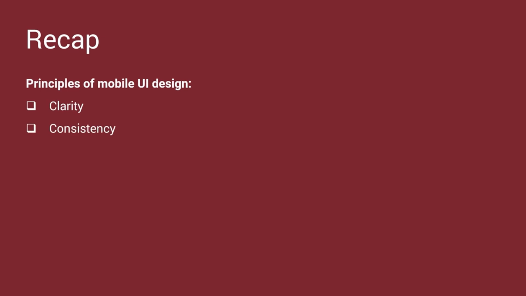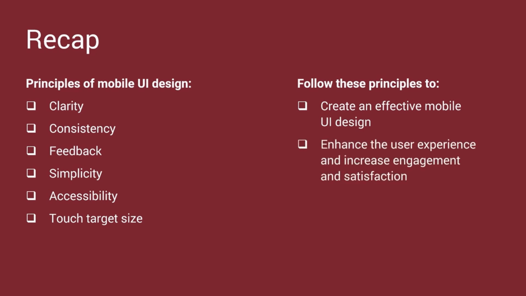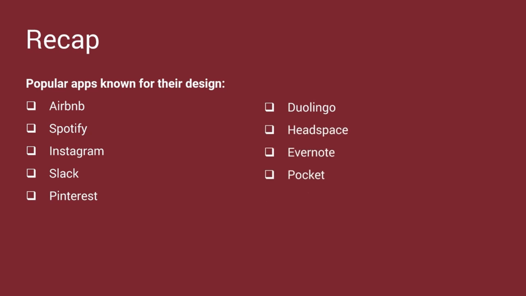Let's recap. In this video, you learned that the principles of mobile UI design include clarity, consistency, feedback, simplicity, accessibility, and touch target size. By following these principles, you can create an effective mobile UI design that enhances the user experience and increases engagement and satisfaction. Some popular apps that are known for their design include Airbnb, Spotify, Instagram, Slack, Pinterest, Duolingo, Headspace, Evernote, Pocket, and Notion.